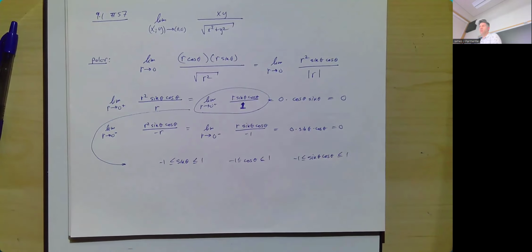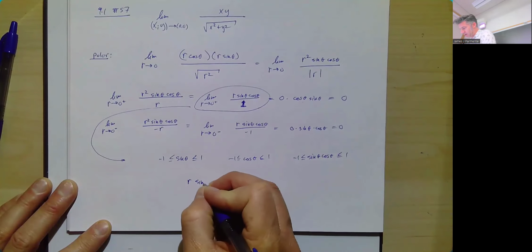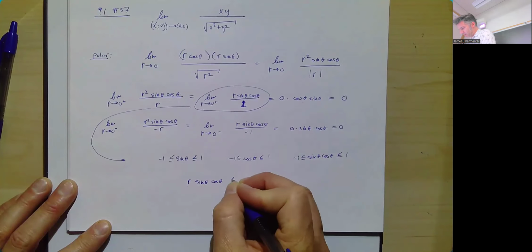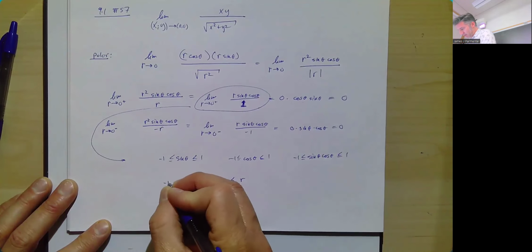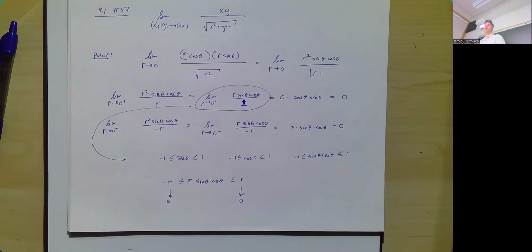That's interesting. I hadn't thought about that. Cool. Anyway, so then we could say, great, r sine theta cosine theta is between r and -r. But if r goes to 0, then the middle thing goes to 0. I don't think you need to do that, but I am not your teacher, so yeah.